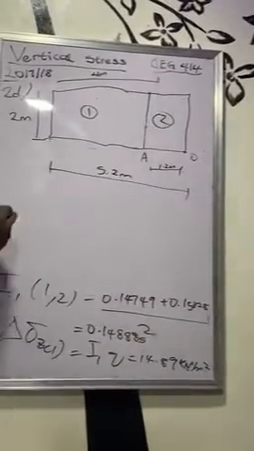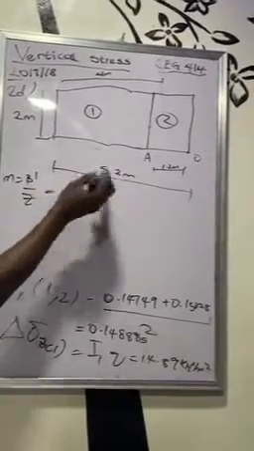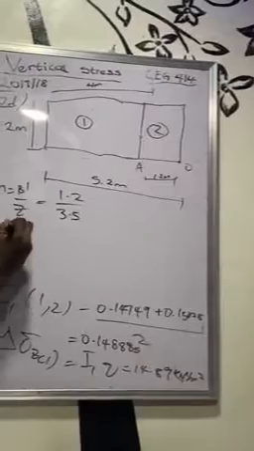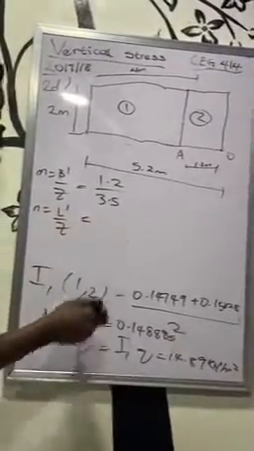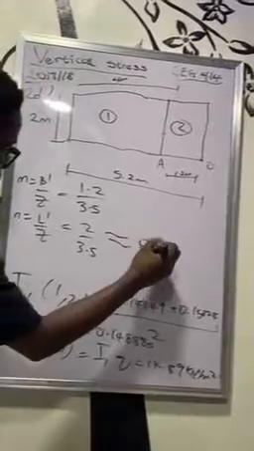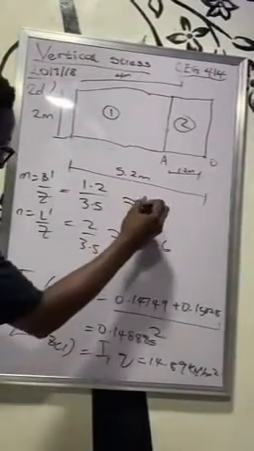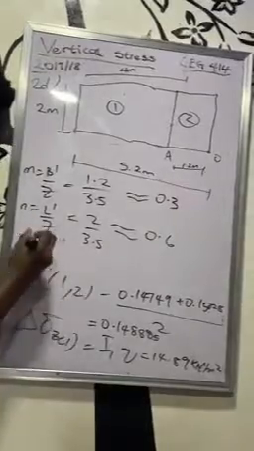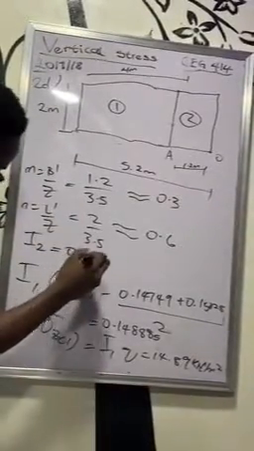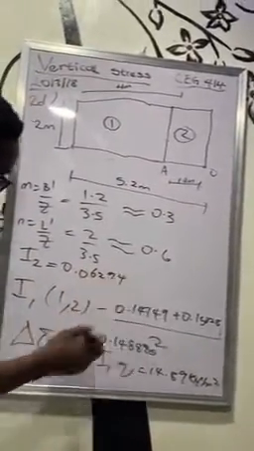Lastly, for the second rectangle, I have M, B prime over Z. I believe you should know that B prime now should be 1.2. My Z is 3.5. For my M, which is L prime over Z, my L prime here should be 2, over 3.5. Same approximation, 0.6. 1.2 divided by 3.5, I should get an approximation that is close to 0.3. I can easily find my influence factor this way. No need for interpolation in the second part: 0.06294.